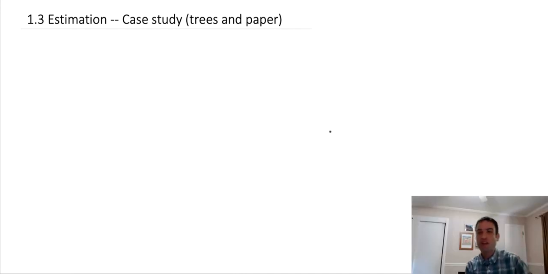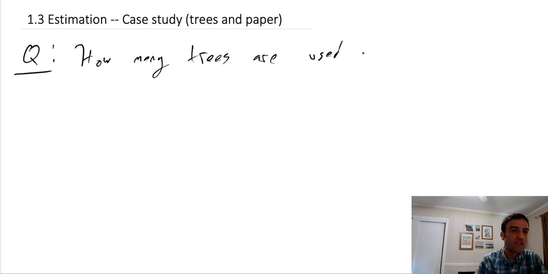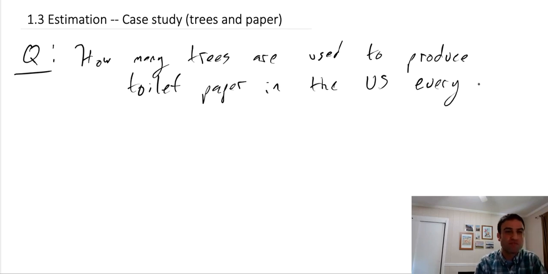So the case study that I want to do here, which we've called the trees and paper, is to answer the following question. Right. So I have an environmental concern, and I want to know how many trees are used to produce toilet paper in the US every year. Great question. Well, it's a question anyway.